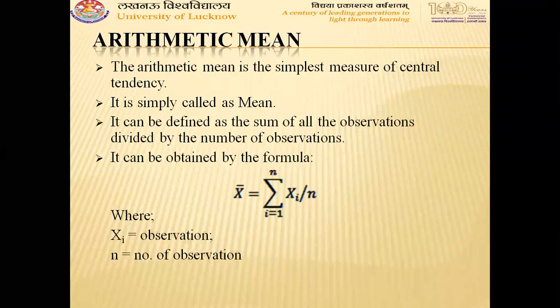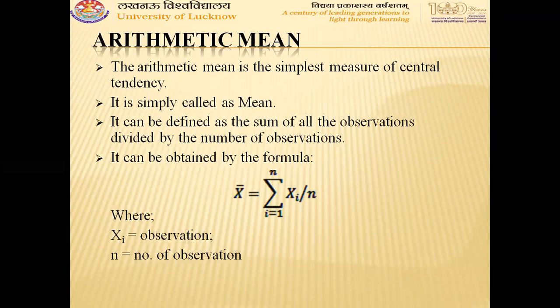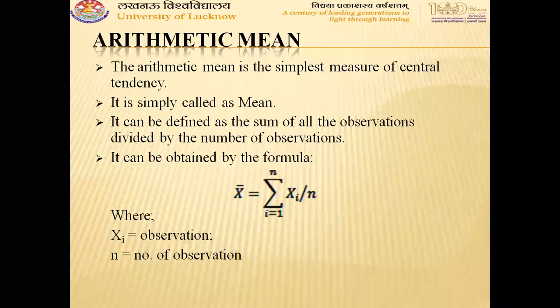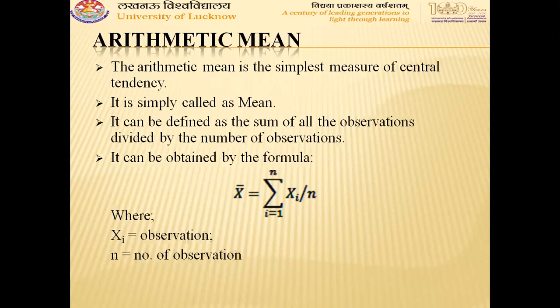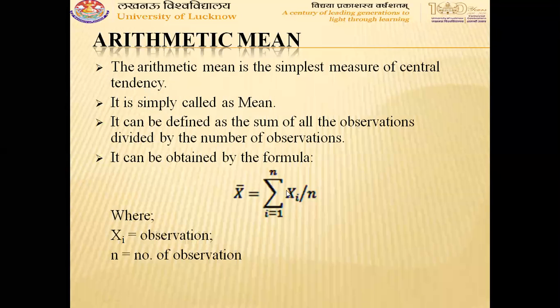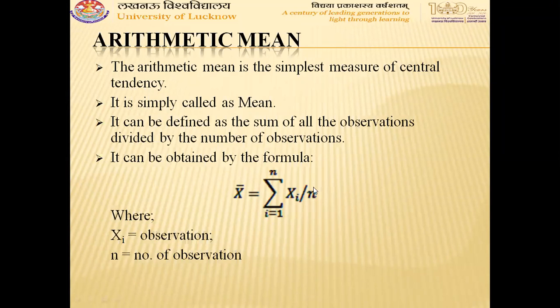Now, arithmetic mean. Arithmetic mean is the simplest measure of central tendency. It is also called mean or average. It can be defined as the sum of all the observations divided by the number of observations. That is, it can be obtained by the formula x bar equals summation i goes 1 to n xi upon n, where xi is an observation, n is the number of observations, and this sign represents the sum of all the observations, or you can say the total of all the observations. That is summation i goes 1 to n.